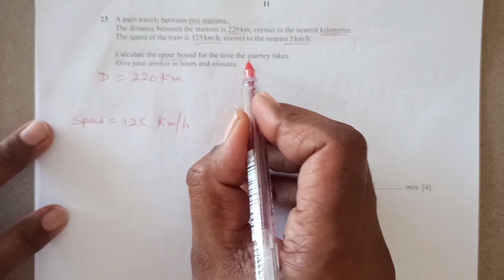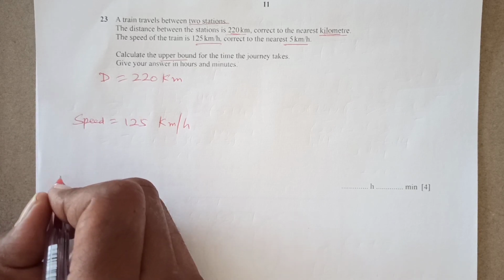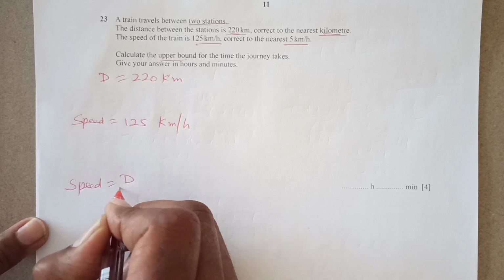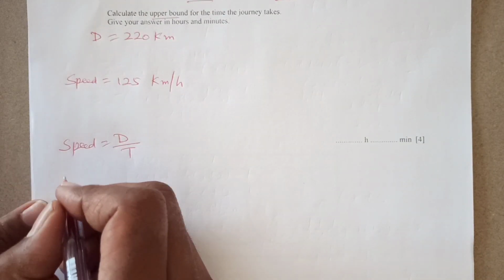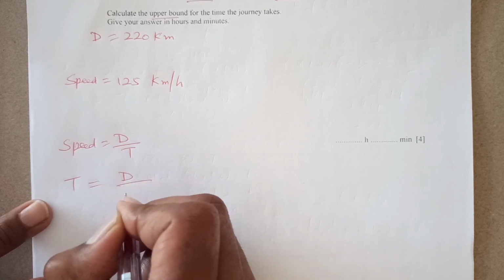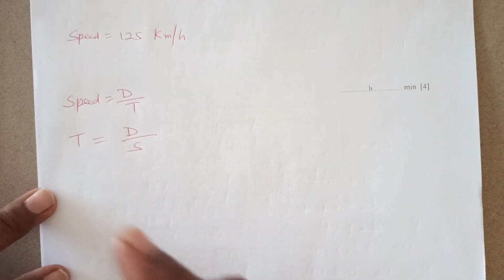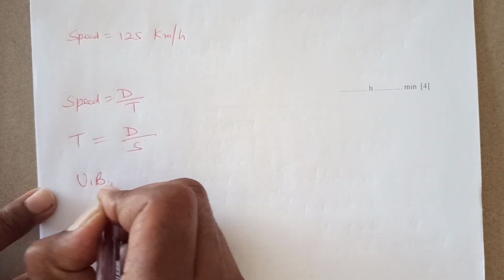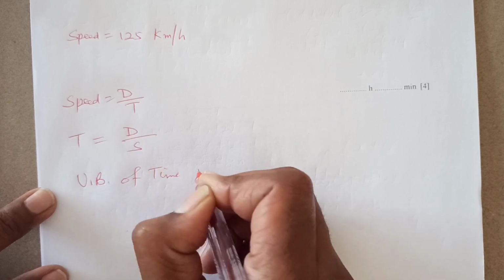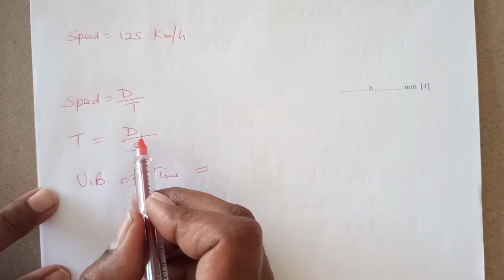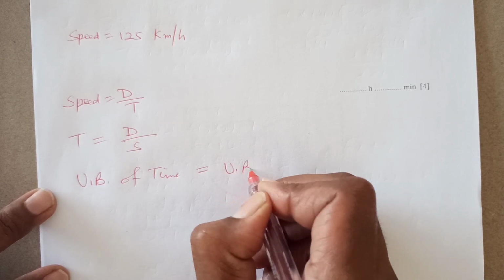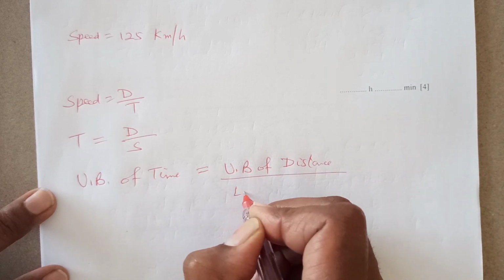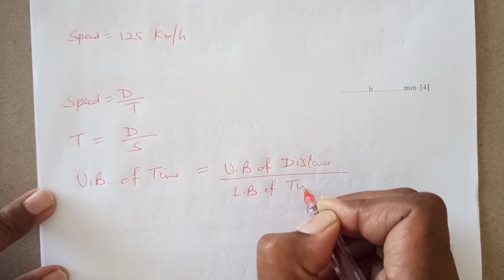Calculate the upper bound of the time. So as you know that speed is equal to distance over time. So time is going to be distance over speed, right? And we are looking for the upper bound of time. So to get the upper value of this, we need to have the upper bound of distance and the lower bound of speed, right?